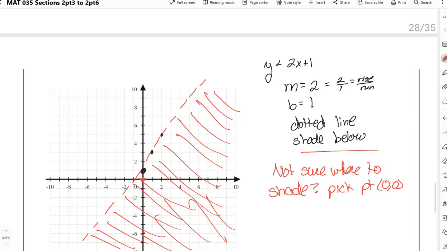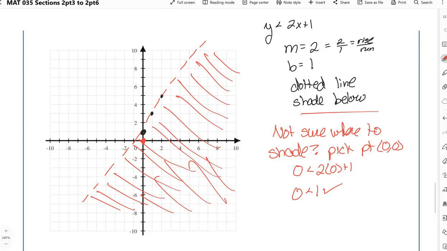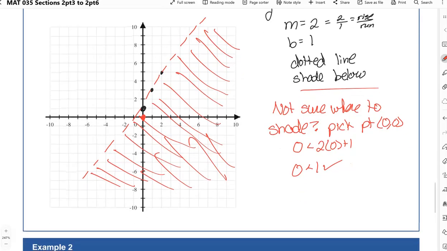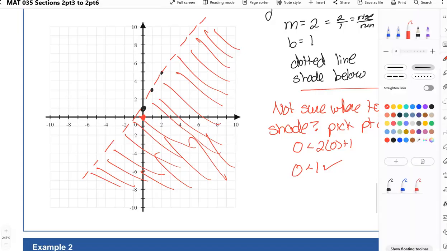I'm going to plug 0, 0 into my inequality, and I'm asking, is that true or false? So 0 is less than 2 times 0 plus 1. Well, 2 times 0 is 0, and 0 plus 1 is 1. So I get 0 is less than 1, which is true. That means I'm going to shade the region where 0, 0 is. Well, 0, 0 is here, so that whole area ends up being shaded. So far, so good.